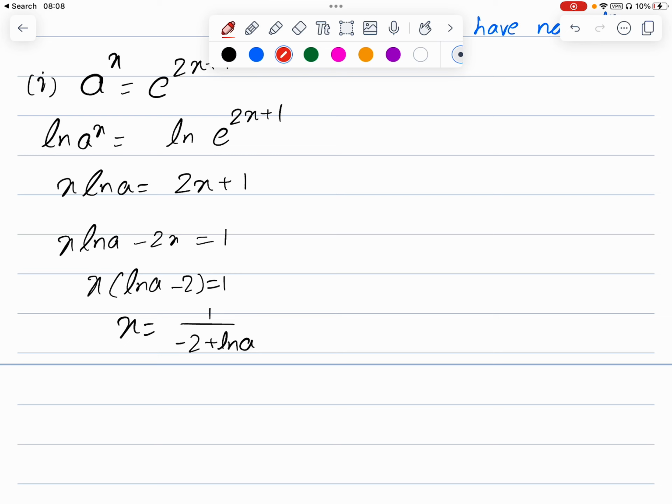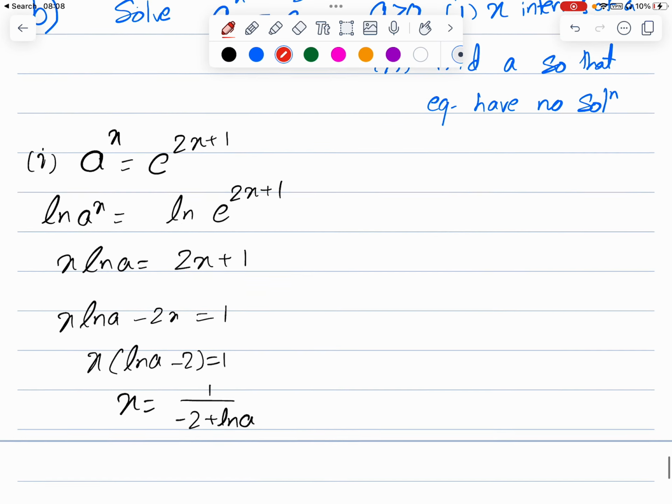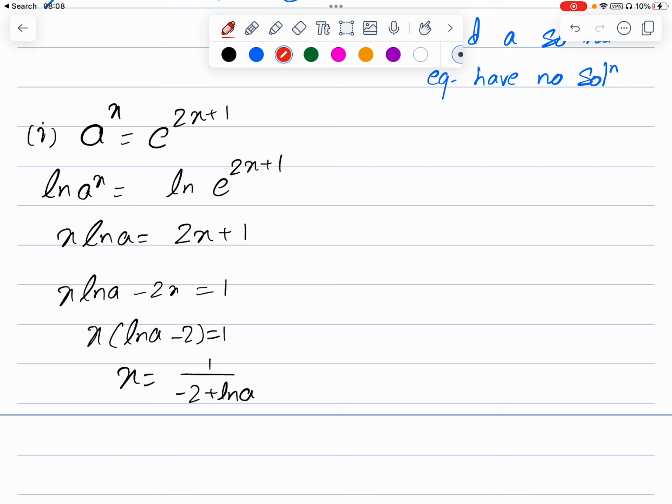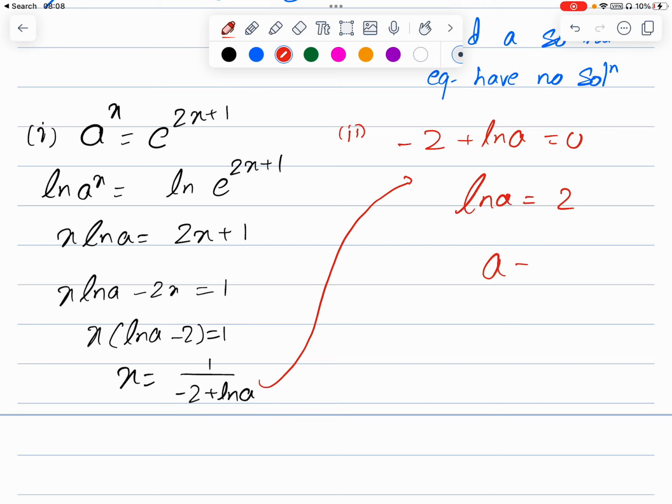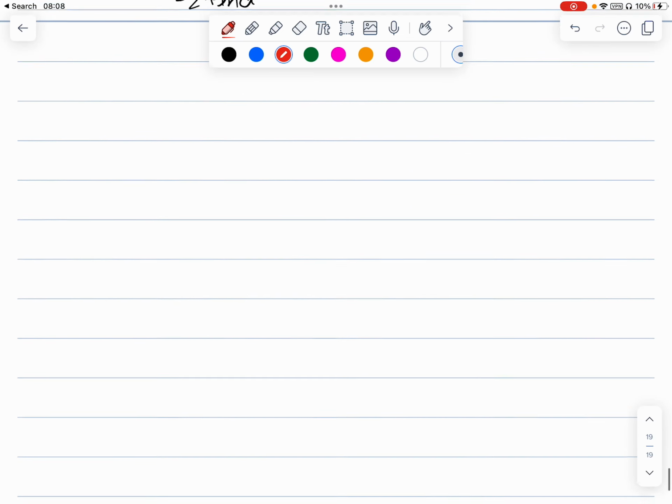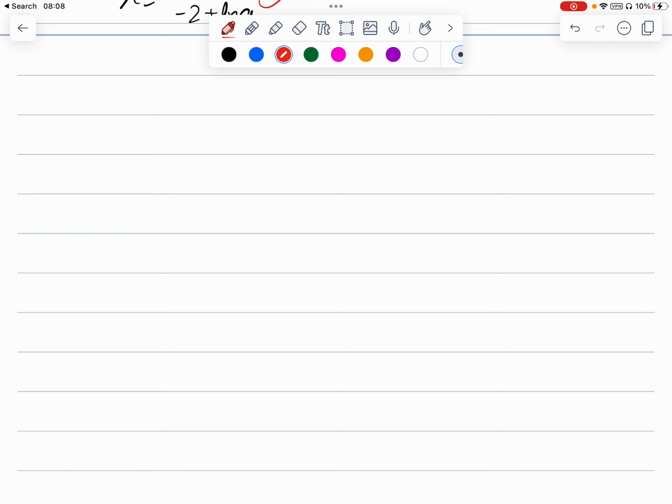Now the next part of the question, what is he asking? Find the value of a so that it does not have any solution. So what is the case? The denominator should be equal to 0. So minus 2 plus ln a equals 0. If the denominator is equal to 0, there is no solution at all. So ln a should be equal to 2. So a should be equal to e square. If a is equal to e square, the equation will not have any solution at all. That is question number 16.